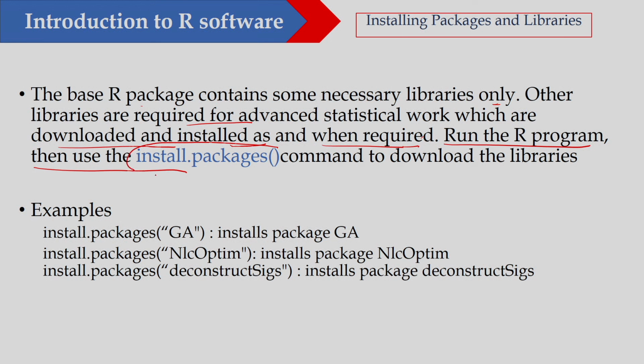So, this is the command I can use to install a particular package. I can write it in the console itself, or in the program itself, saying that I would like to install this particular package. For example, suppose I would like to install the GA package. You have to know the name of the package, the name of the genetic algorithm package.